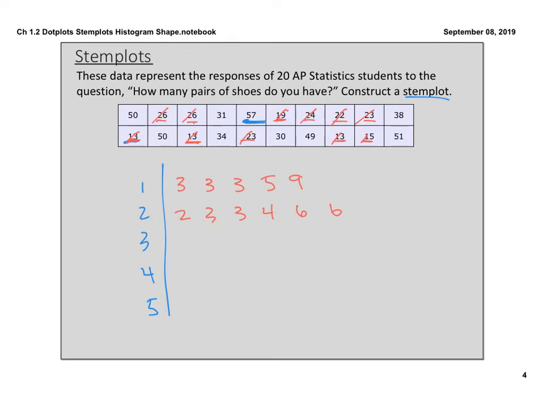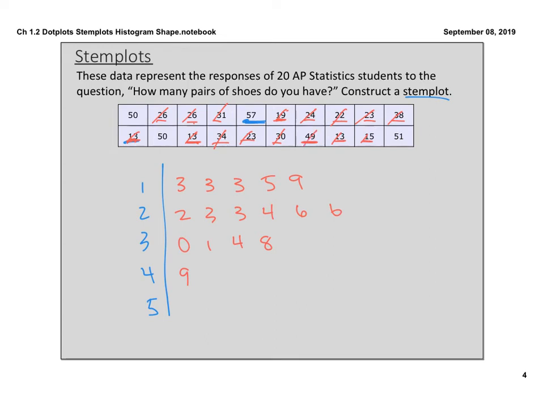Let's look in the 30s. In the 30s, I see a 31, a 38, a 34, and a 30. So that's a 0, a 1, a 4, and an 8. 30, 31, 34, 38, and I think I got them all. Perfect. Now let's look at the 4s. I see a 49. That's the only one. So I'm just going to list my 9 there.